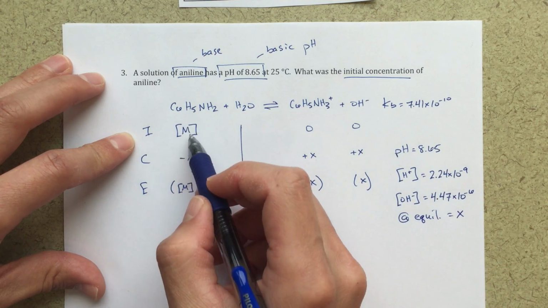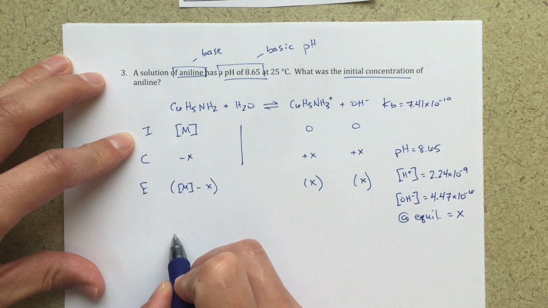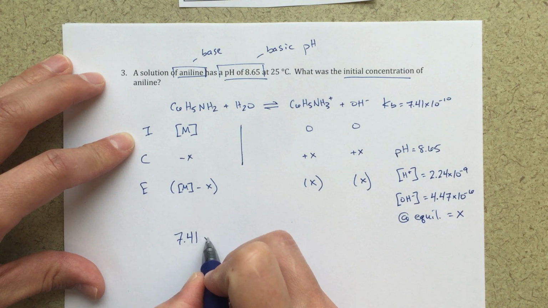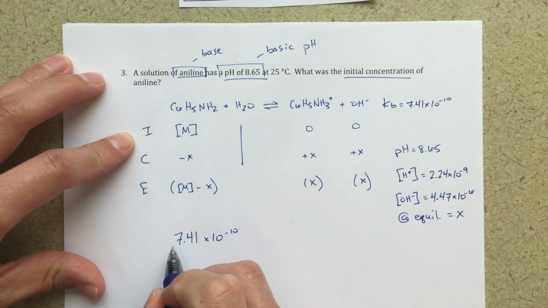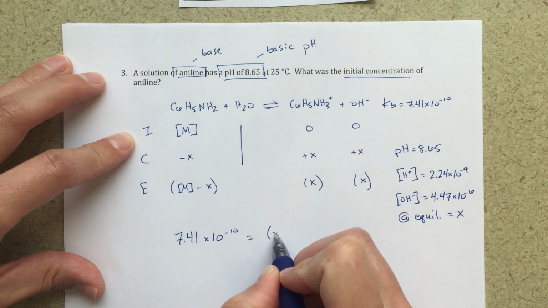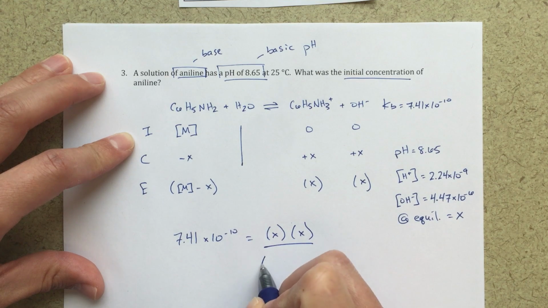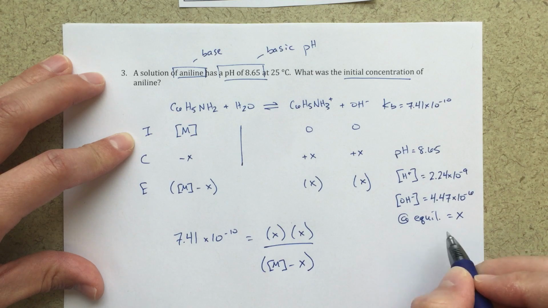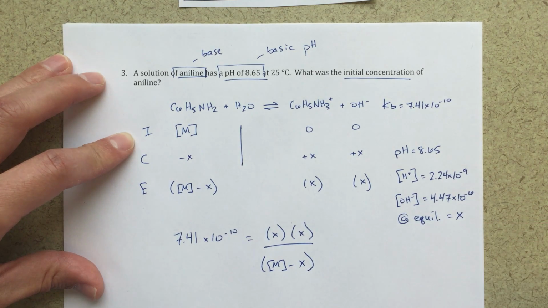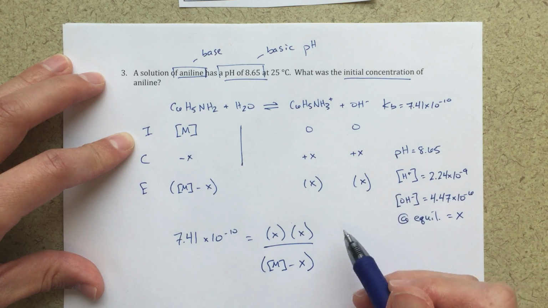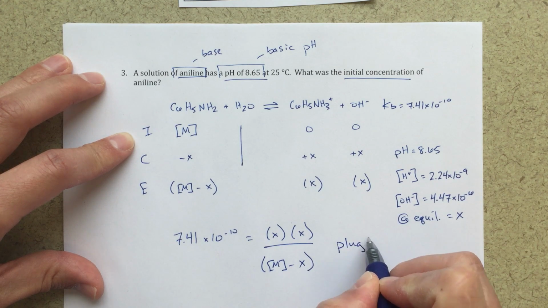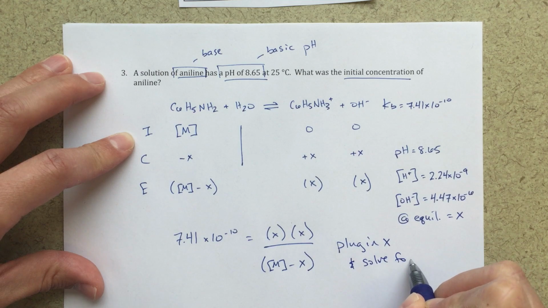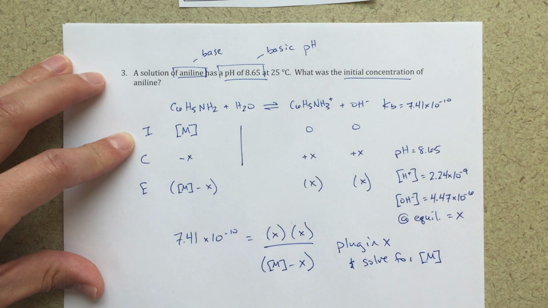The last step is that I want to solve for this M. The way I'm going to do that is to write out my equilibrium constant expression for this reaction. If this is my Kb, that should equal x times x over my initial concentration M minus x. I now know my x value is equal to this 4.47 times 10 to the minus 6. I'm going to plug in x and solve for M, my initial concentration.